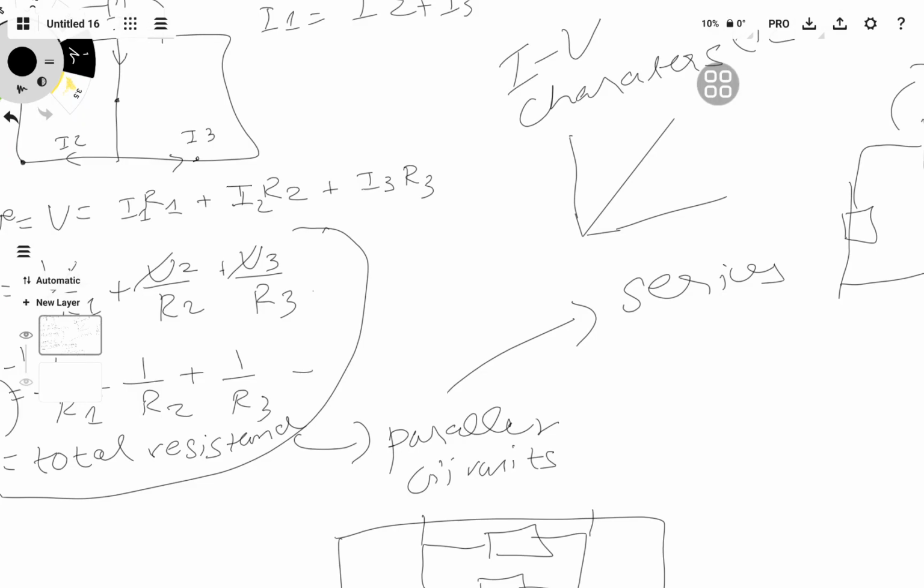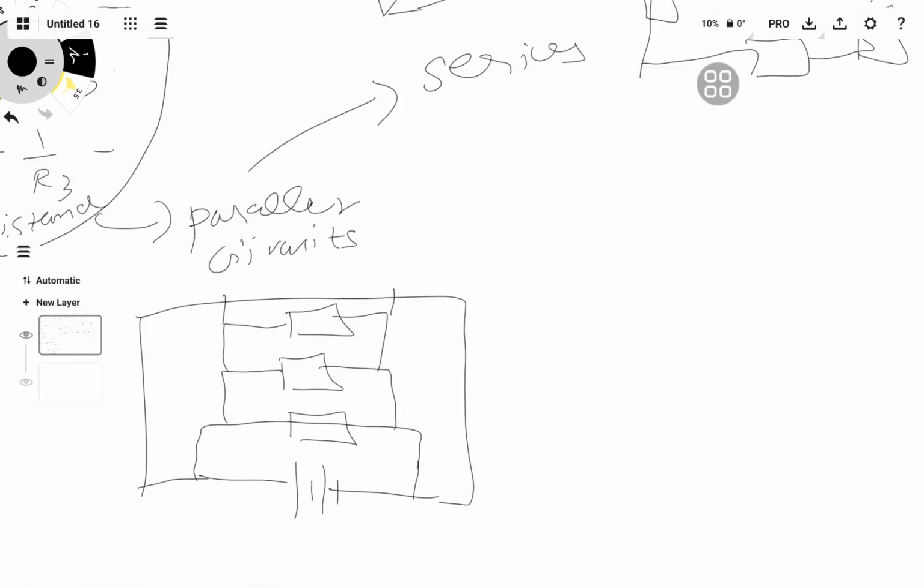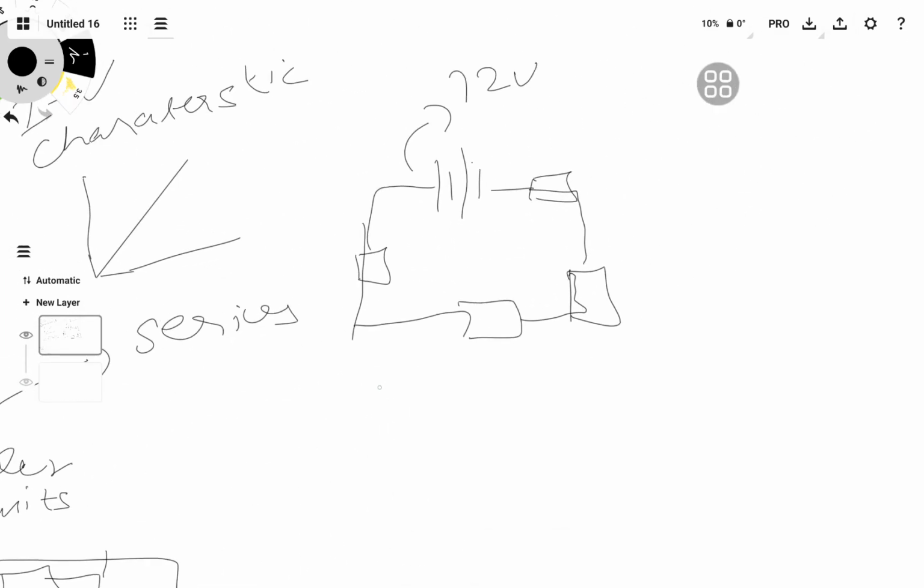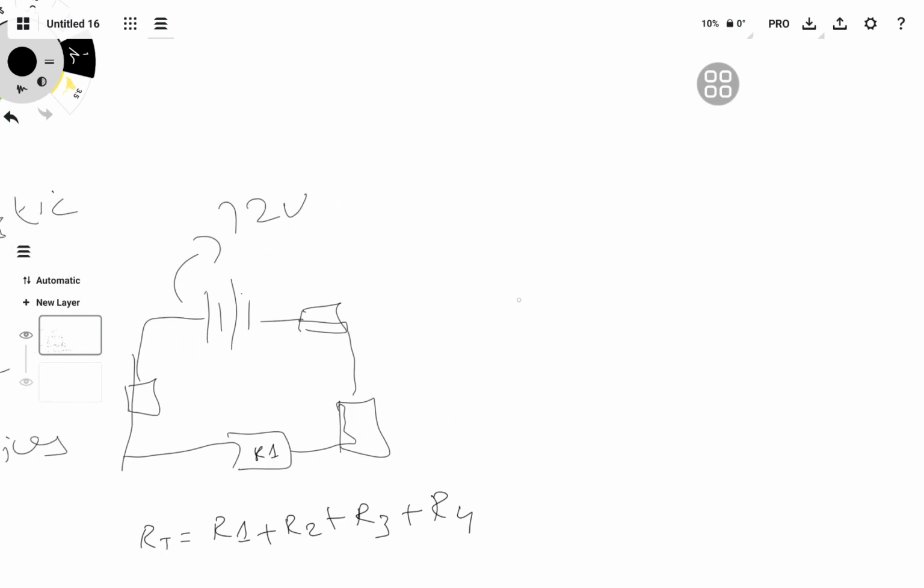So series: the total resistance RT is equal to R1 plus R2 plus R3 plus R4. We also have something called terminal PD, which has a formula, but I don't know what it is. I will revise it and tell you guys later.